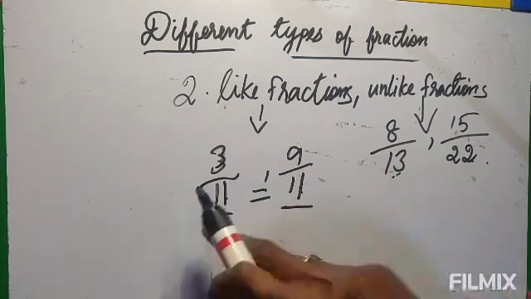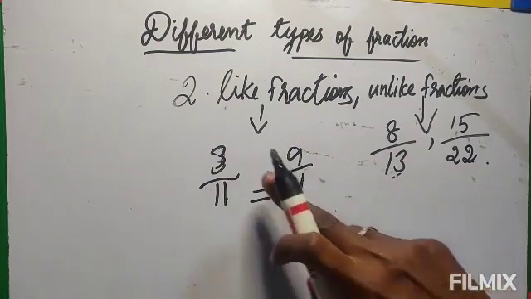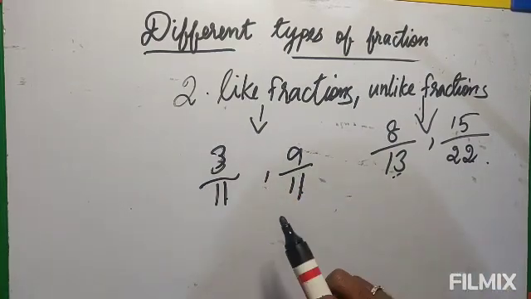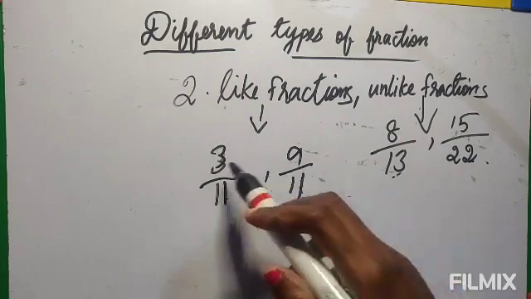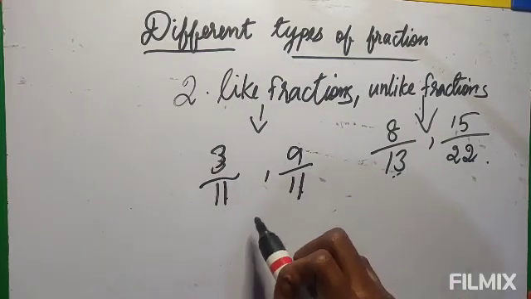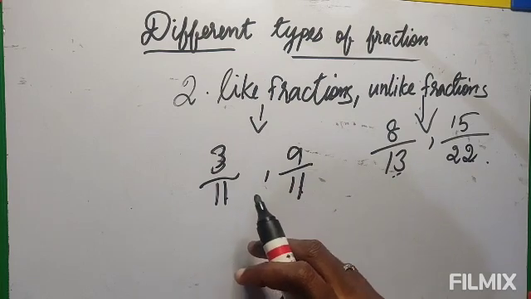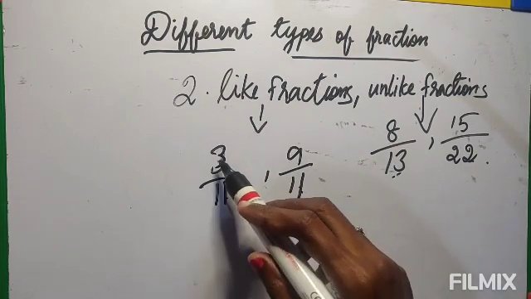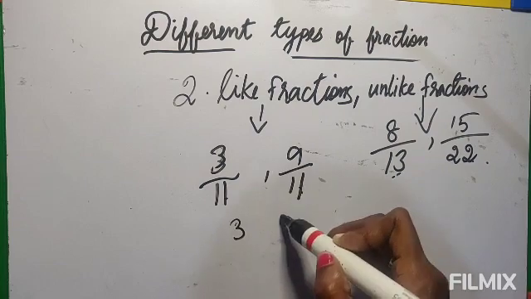So here these two are like fractions. In these two fractions, let's find out which is bigger. Now see here, you have to compare. The denominator is the same, so you don't bother about the denominator, just look at the numerator. Here the numerator is 3 and here the numerator is 9.